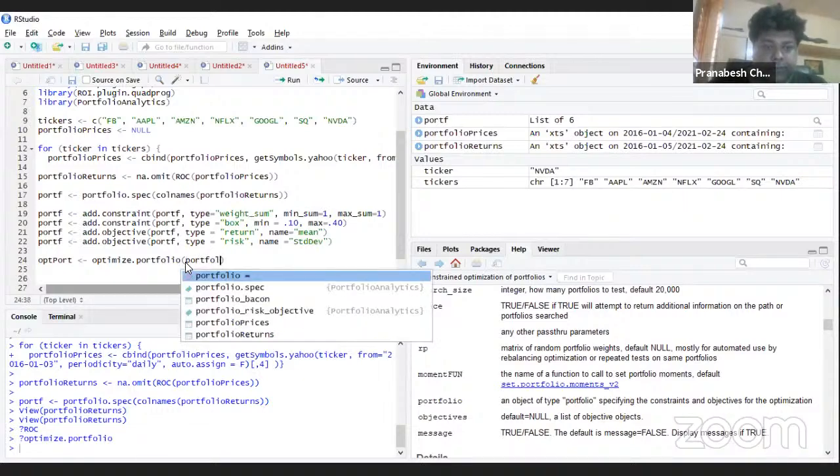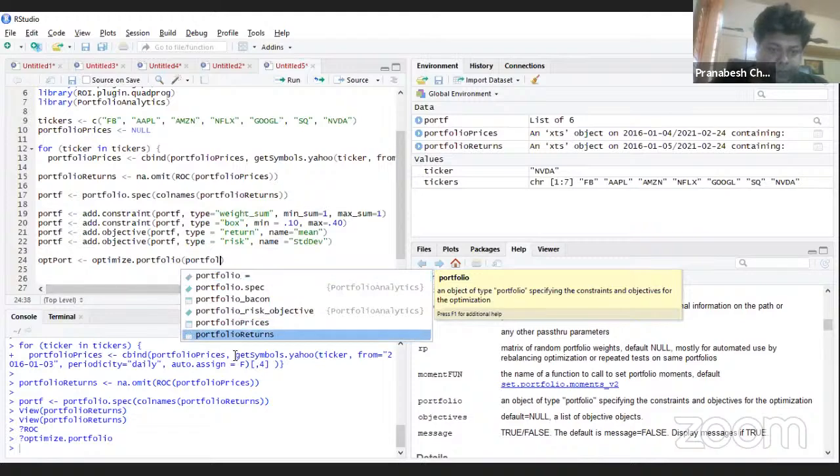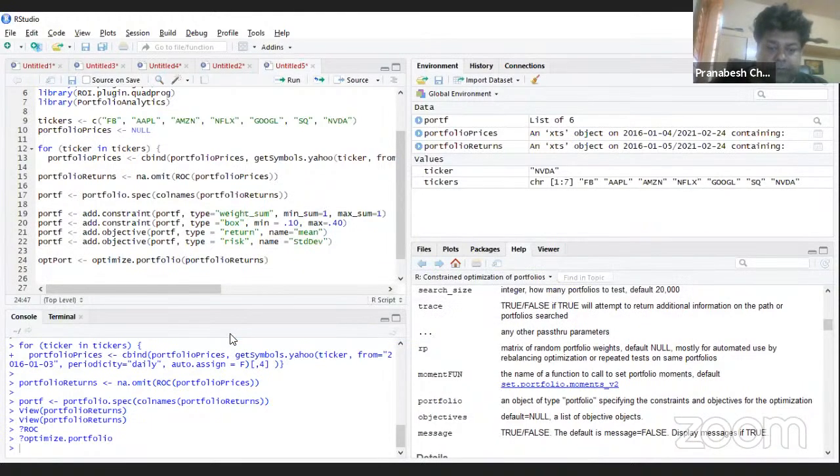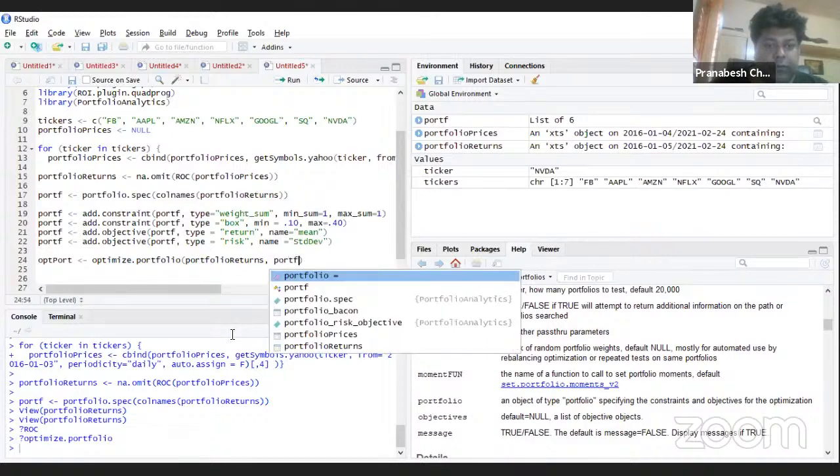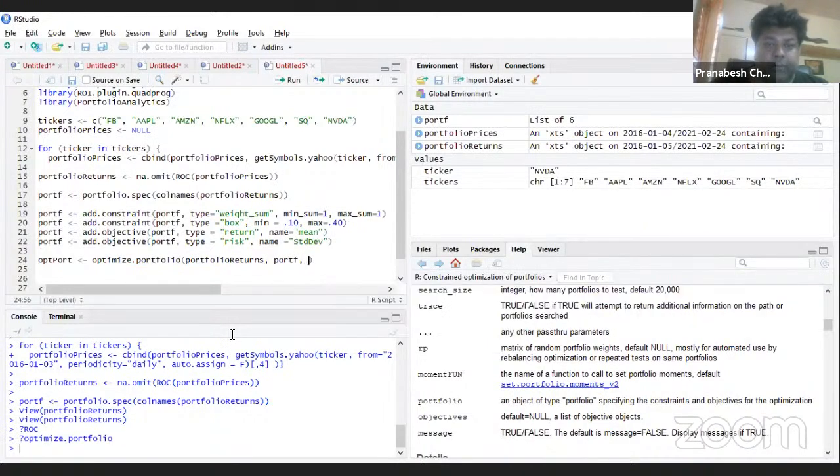So let's see what the portfolio returns are. And then we have the portf. When I pass this portf, it contains my constraints, it contains my objectives, right?